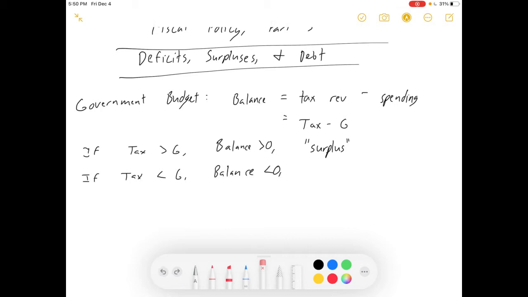If your tax is less than G, your balance is negative, and we call that a deficit, which is where you're spending more than what you're taxing. The only way to do this is either to tax out of previous savings or to borrow money, which is far more common in my country.